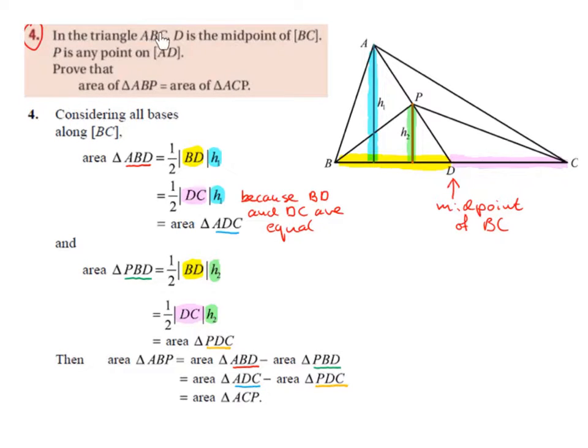In the triangle ABC, so A, B, C, D is the midpoint of BC. So this is BC, and D is the midpoint. So the distance from B to D is equal to the distance from D to C.